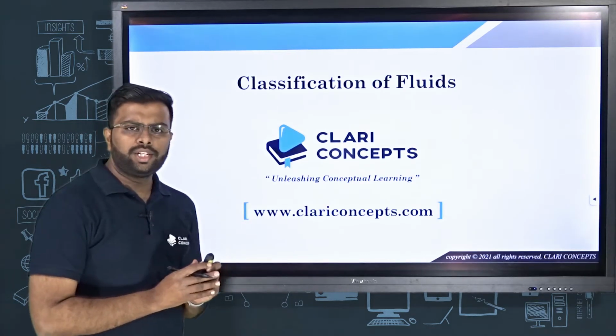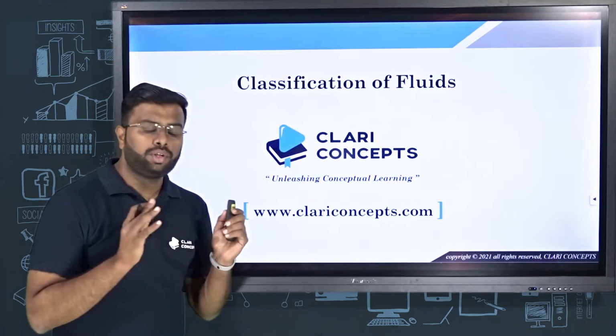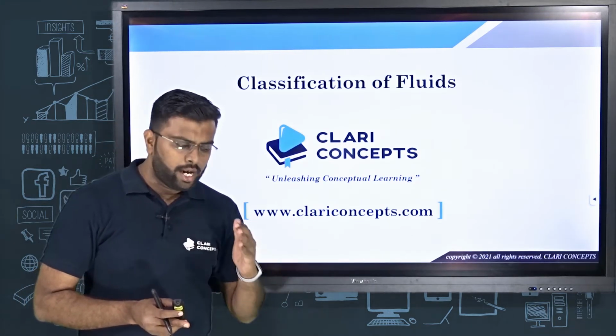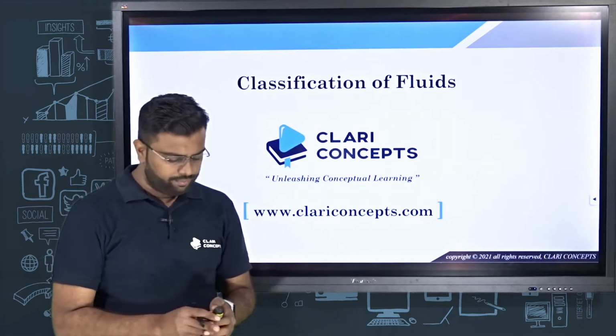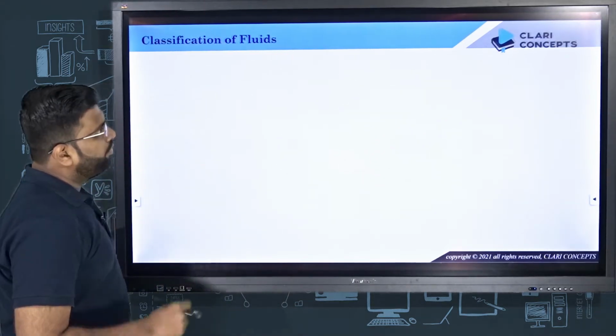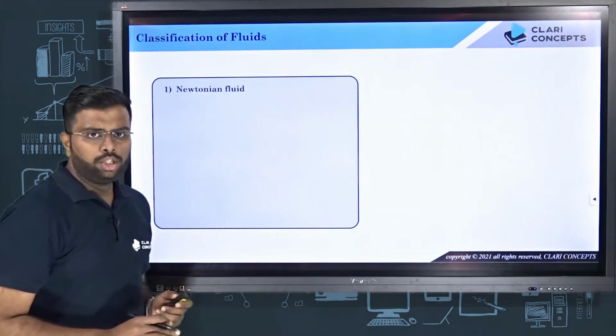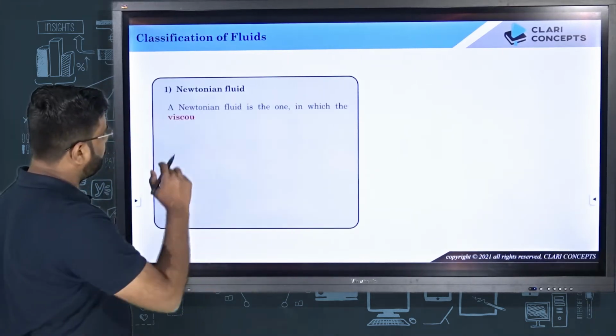Alright, so today in this lecture, we will be talking about the classification of fluids. Now, there are different categories in which fluids are categorized, and today we will see all of them one by one. Okay. So, the very first category in which fluid is classified is Newtonian fluids. Let us look at the definition.